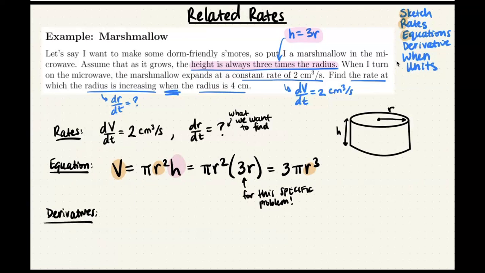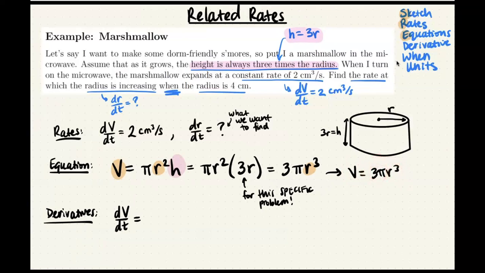Maybe I'll write this a little cleaner. V equals 3 pi r cubed in this case, since height, we're told, was 3r. Now we're going to take derivatives with respect to time. The derivative of V is just 1, but because I'm taking derivatives with respect to time, I need to write dV/dt. Then I need to take the derivative of 3 pi r cubed.